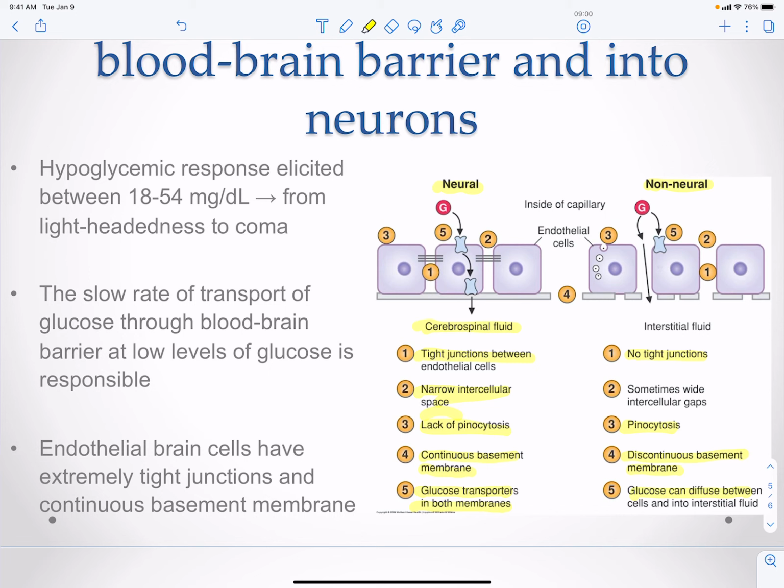So a hypoglycemic response is going to be between 18 to 54 mg per deciliter, and this can lead to a coma. One thing to keep in mind is that your brain is very sensitive to a loss of glucose because it takes longer for glucose to get into the brain through the blood-brain barrier. So that is a barrier. And so your endothelial brain cells are going to have to move glucose from the blood into the brain using the facilitated transporters on both sides of the cell.